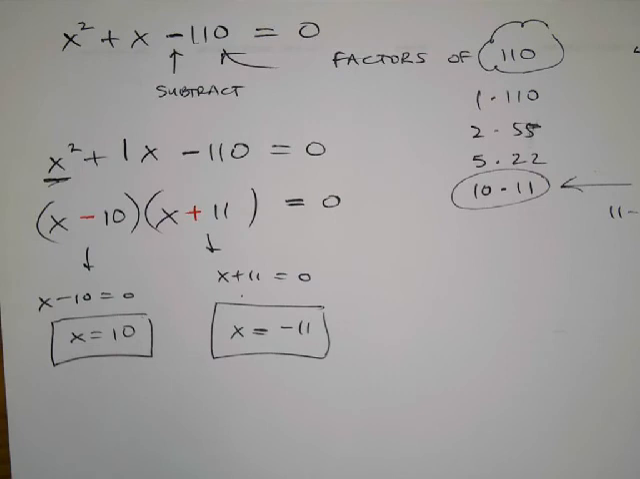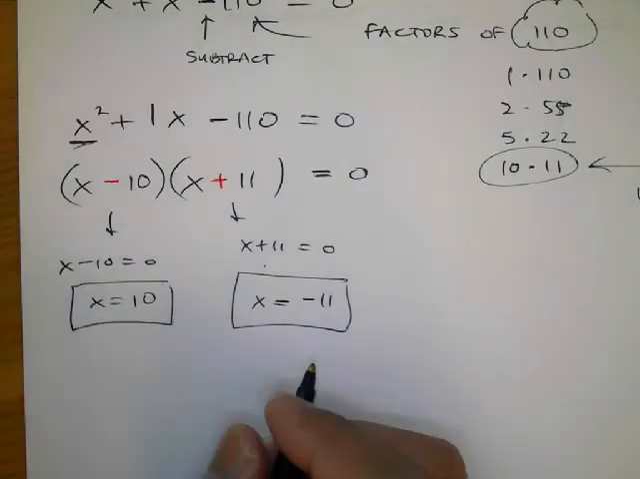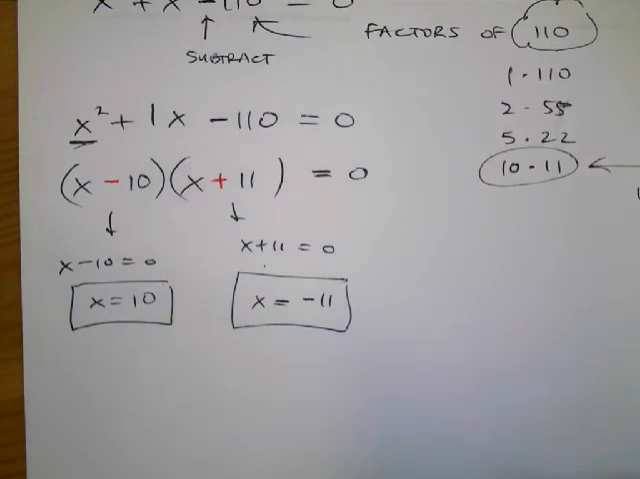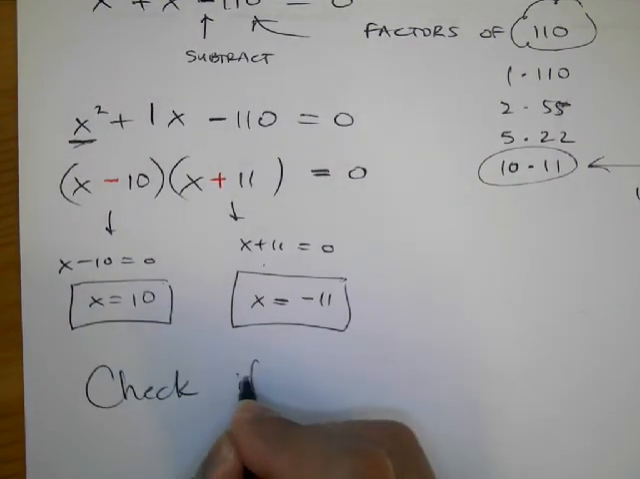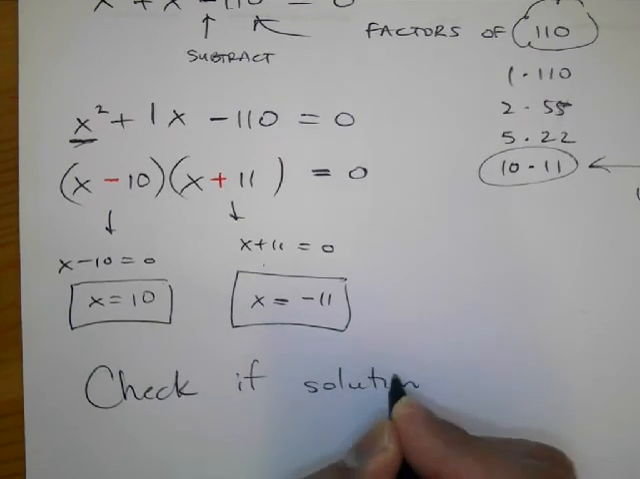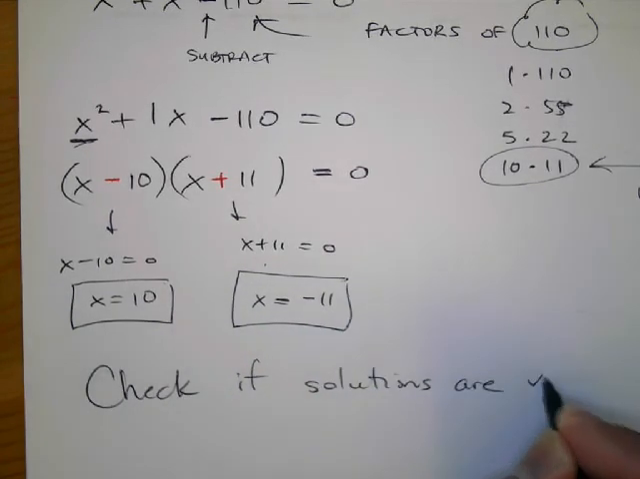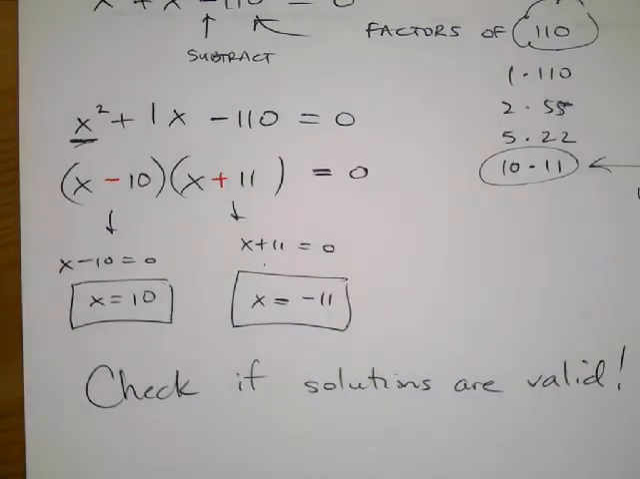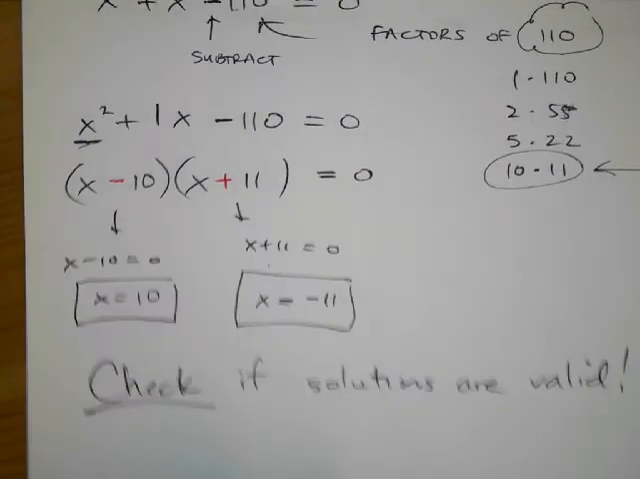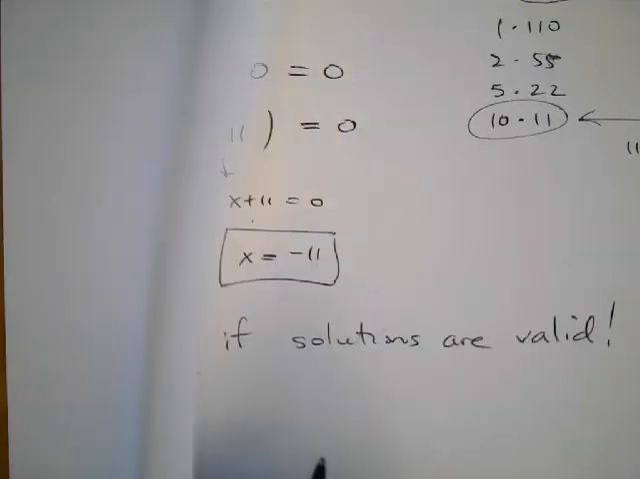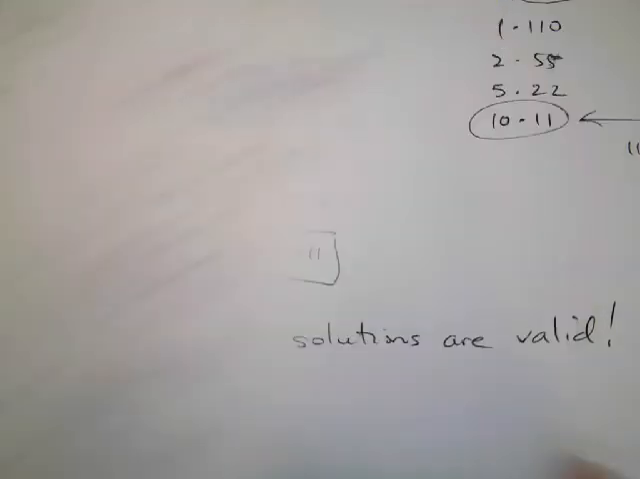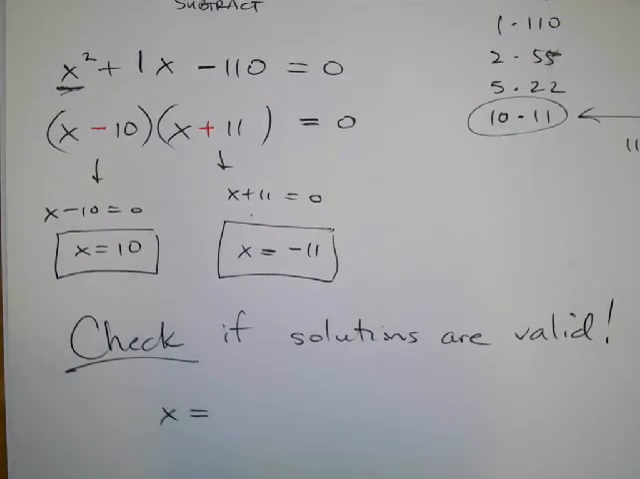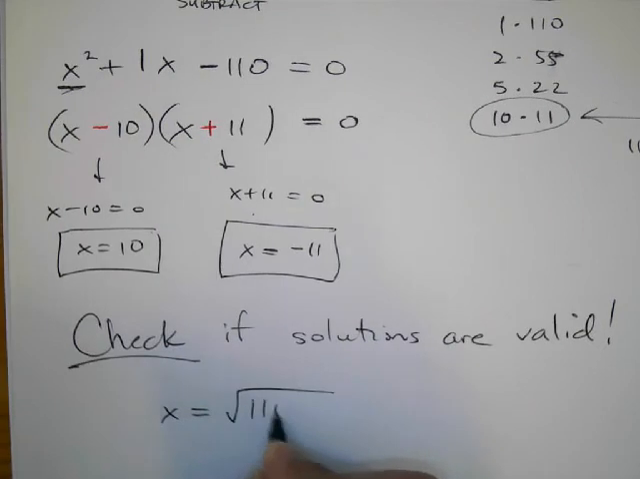Now what you actually have to do is go back and check. You have to check which one of these two answers work, because sometimes only one of them works. Sometimes they both work, but sometimes only one of them works. So going back, remember you got to check if solutions are valid. And how do you check? You got to go back to our original problem. What was our original problem? This one.